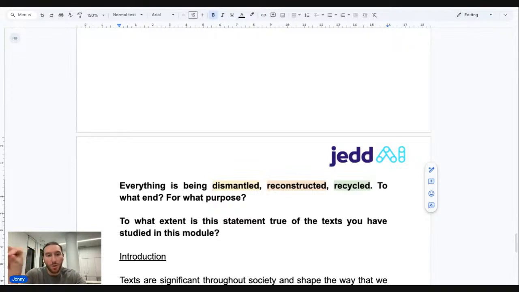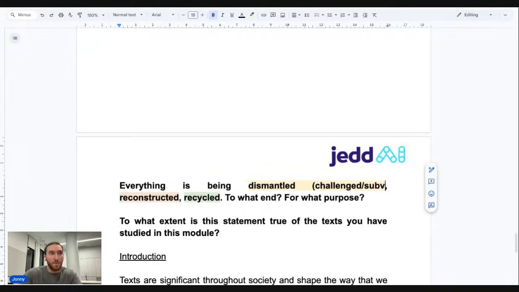Because you never want to use all of them together. What you need to do is come up with a link for dismantling. What's dismantling going to be? Dismantle probably means you're challenging something. You need to quickly brainstorm what that synonym is going to be for you. Okay, when I use the word dismantle, I'm really going to mean that something's being challenged or subverted.